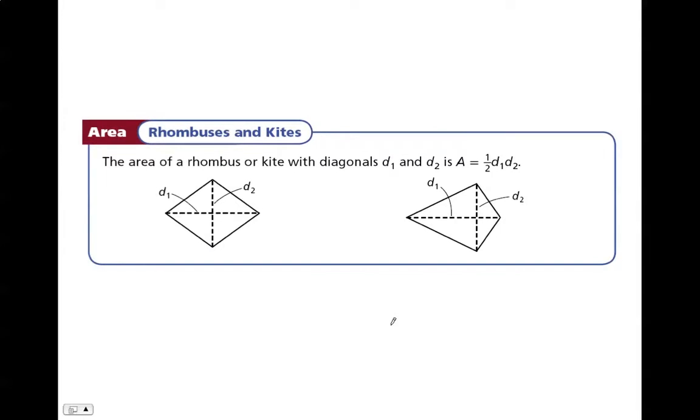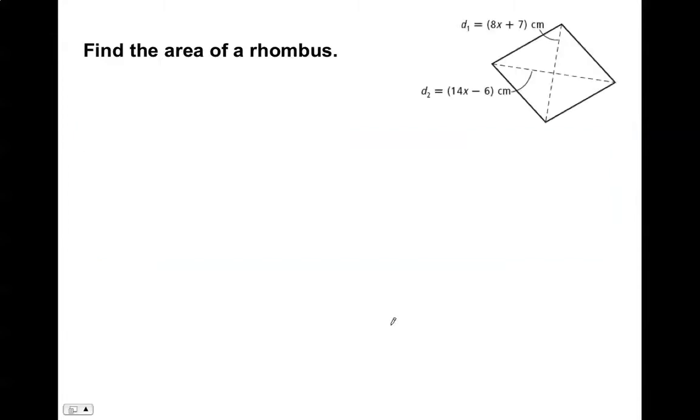Now the rhombuses and kites, they have the same formula, which is 1/2 diagonal 1 times diagonal 2. If these are not on the formula chart, you may not add them to them. This is something you need to remember. And notice that the D's stand for the diagonals. So let's look at this example.